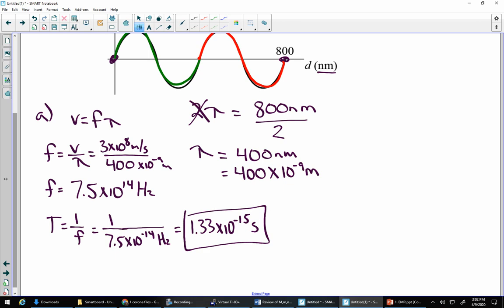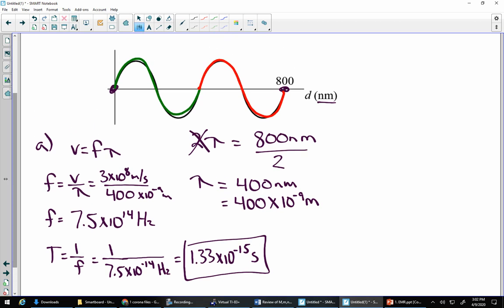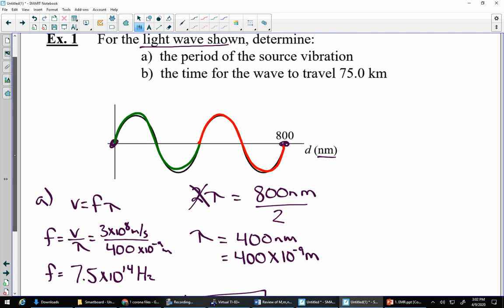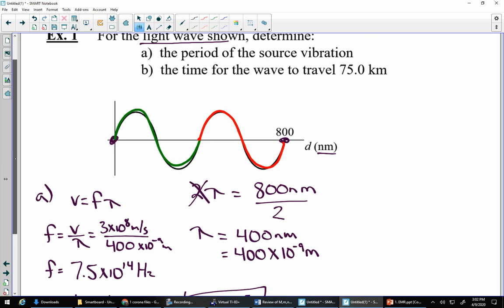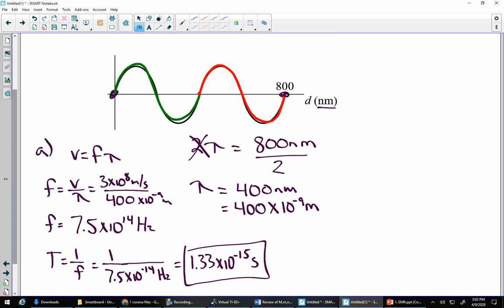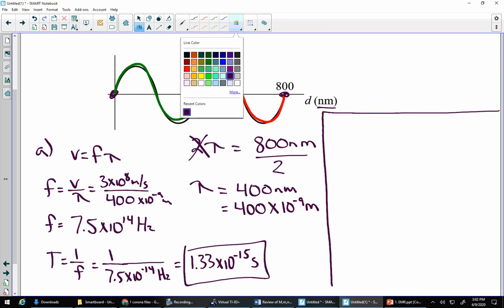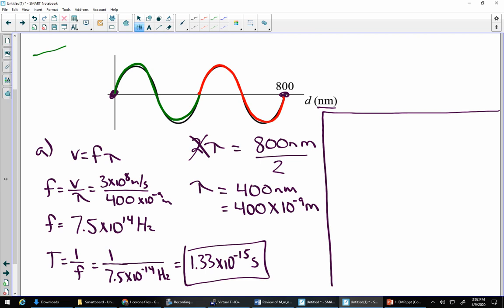So there's part A, right? Using our universal wave equation and some of those ideas we haven't seen in a little while to figure out the period. Cool. Part B, let's check out part B here. The time for the wave to travel 75 kilometers. So I'm just going to go ahead and cut this off. Not going to need much space for this one, and to really drive it home, I'm going to use a different color. So for part B, what type of motion does this wave travel in? Is it uniform or accelerated?